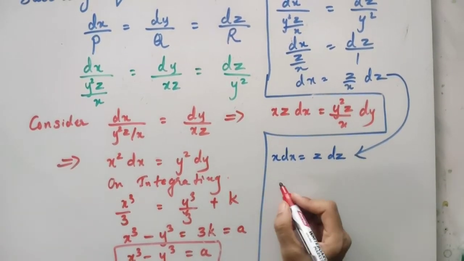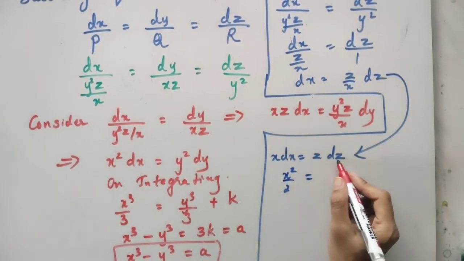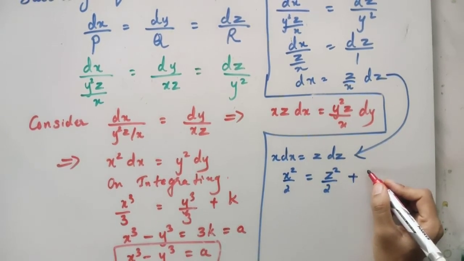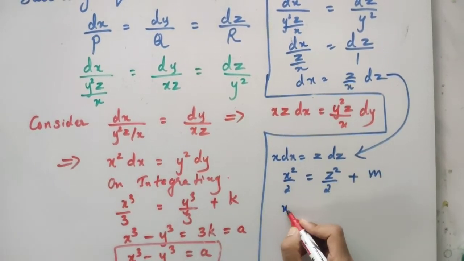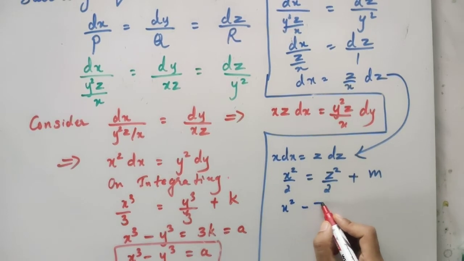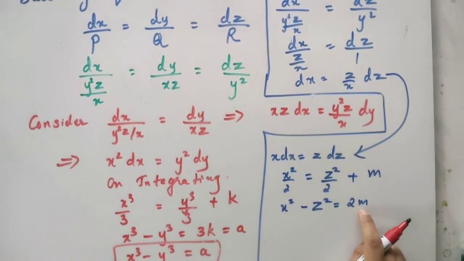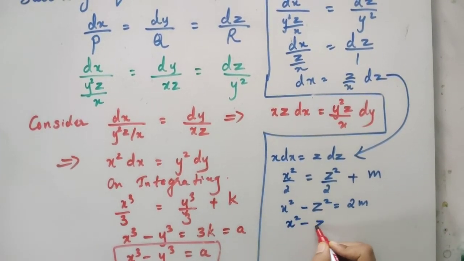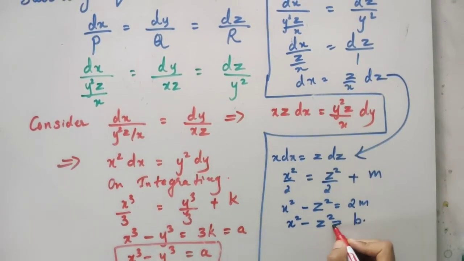Again integrating both the sides, integration of x dx is x square by 2 is equal to integration of z dz is z square by 2 plus some another arbitrary constant, say m. Now x square minus z square is equal to 2m you will get, like how we did over here. Since m is any arbitrary constant, 2 multiplied by m is again a constant, so I'm going to call it small b. So x square minus z square is equal to small b. Just see, we have got two solutions.